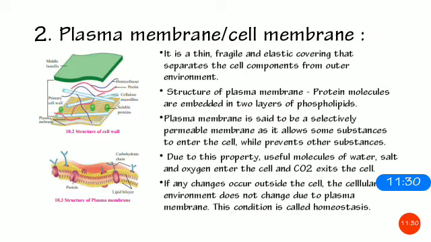So, if any changes occur outside the cell, the cellular environment does not change due to the plasma membrane, and this condition is called homeostasis. So, suppose outside it is raining, okay, but you are inside your room. Will you be affected? No, right? बाहर कितने भी बारिश होने दो, कुछ भी साइक्लोन तूफान आने दो, you are going to be safe inside, right? So who is protecting you, by the way? The wall of the room is protecting you. You are inside, right? So similarly, this wall is called the plasma membrane, or you can say cell membrane, and this cell membrane is protecting whatever is present inside the cell.